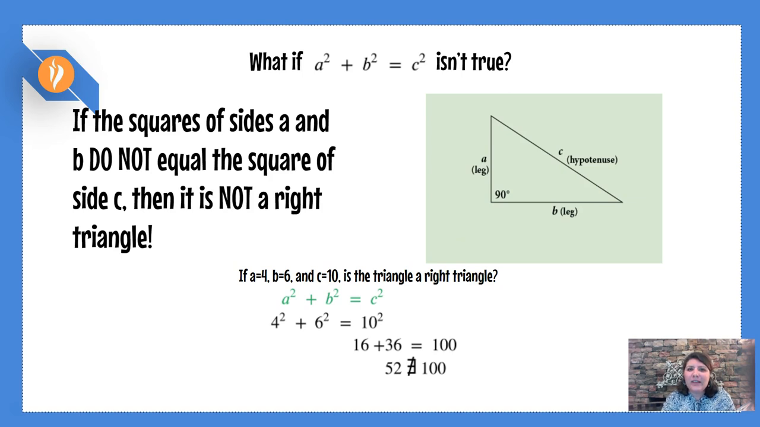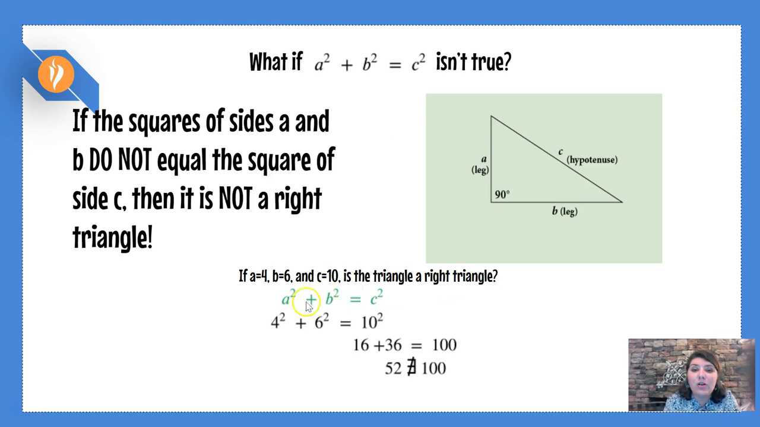One question, what if a squared plus b squared equals c squared isn't true? What if it's not working? Well, if the squares of the sides a and b do not equal the square of the side c, then it can't be a right triangle. So I want you to look at this example. Pay attention, this picture is the same picture that we looked at earlier.